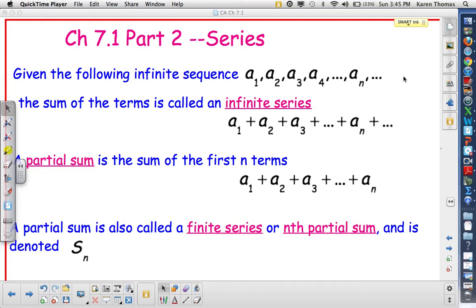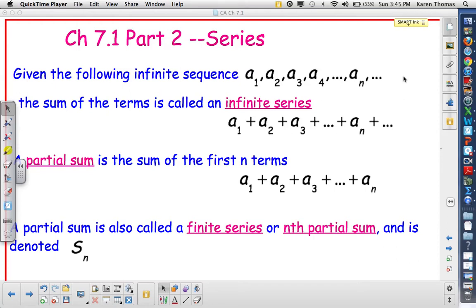What we're going to do in this lesson is learn what series are, learn sigma notation, and use it with series. We're going to find terms of a recursively defined sequence, and we're going to look at a series and write the sigma notation from that series. So let's look to see what a series actually is.